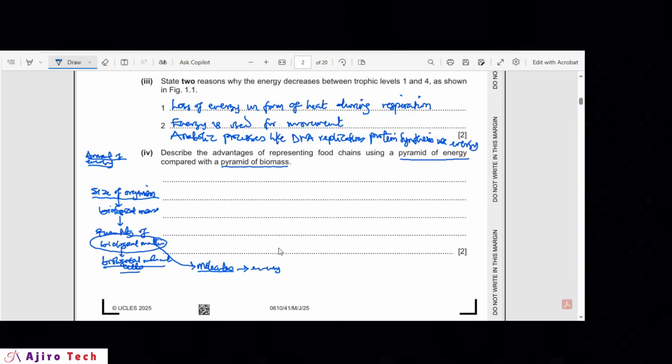So it's not just talking about the amount of energy in the organism, but giving us more information about how the organisms at the different trophic levels can obtain their energy. So we're trying to dissect, we're trying to compare pyramid of biomass with pyramid of energy and see the advantages.